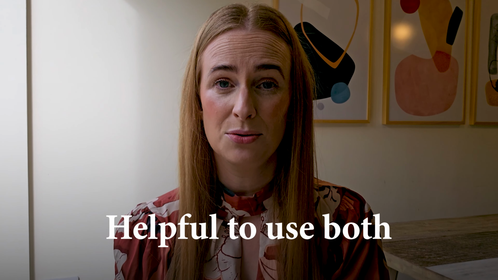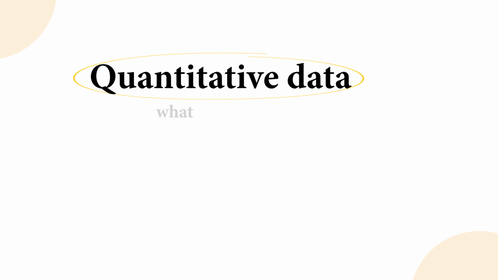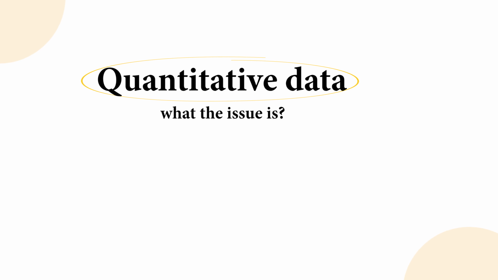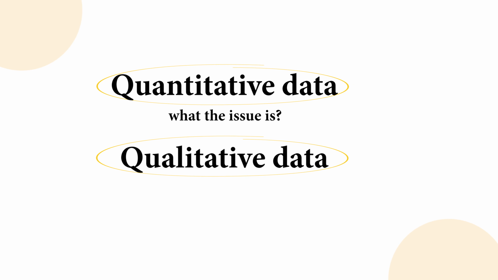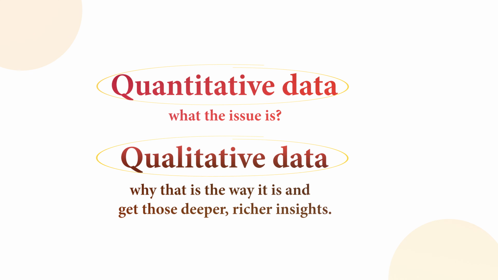And I'd add here that the 2 research methods, quantitative and qualitative, are not mutually exclusive. They're actually very complementary. What I mean by that is that it's often helpful to use both. So the quantitative data can often tell you what the issue is, and then the qualitative data can help you understand why that is the way it is and get those deeper, richer insights. So it's really helpful to use both of them together.